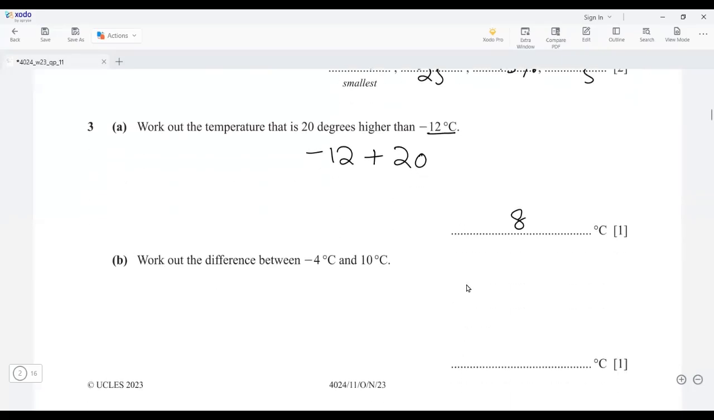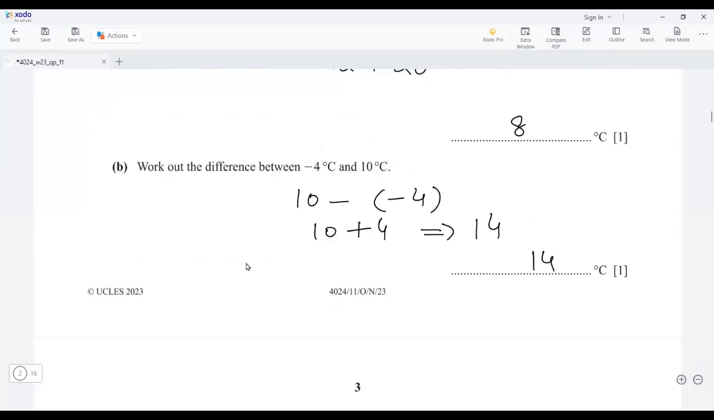The next one is basically the difference. Difference is basically the minimum number subtracted from the maximum. Among these two, 10 is the maximum, and we have to subtract negative 4. So minus minus results in plus 4. The difference will always result in the positive form. So it will be 14 degrees centigrade, the difference between negative 4 degrees centigrade and positive 10.